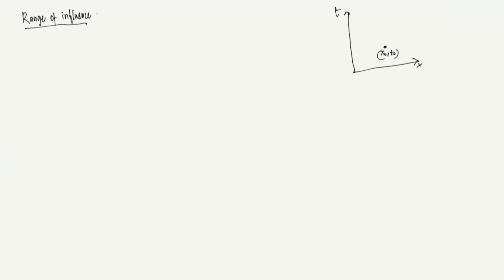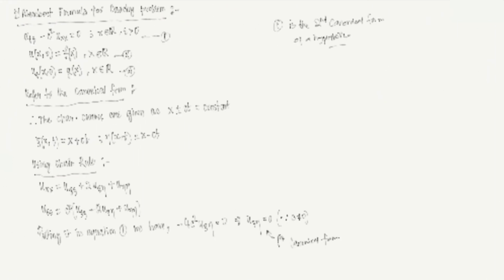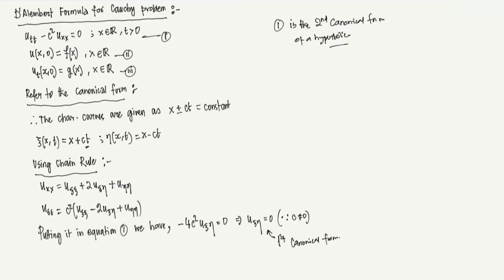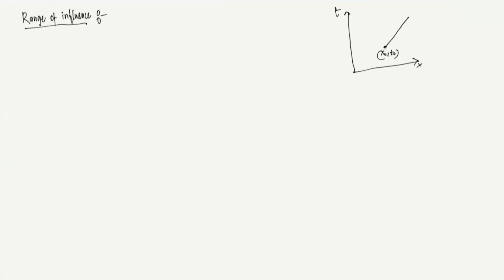So what is the range of influence? Let's just look at it. See, the thing is this. If you have this point, the characteristics of this problem, you remember? We talked about this characteristic. What are those? x plus minus ct equals to constant, right? So essentially those characteristics, if you start from x naught t naught, it will look like this: x minus ct equals to c1, one characteristic. Another characteristic will go like this: x plus ct equals to c2. Is it okay? And this region is R.